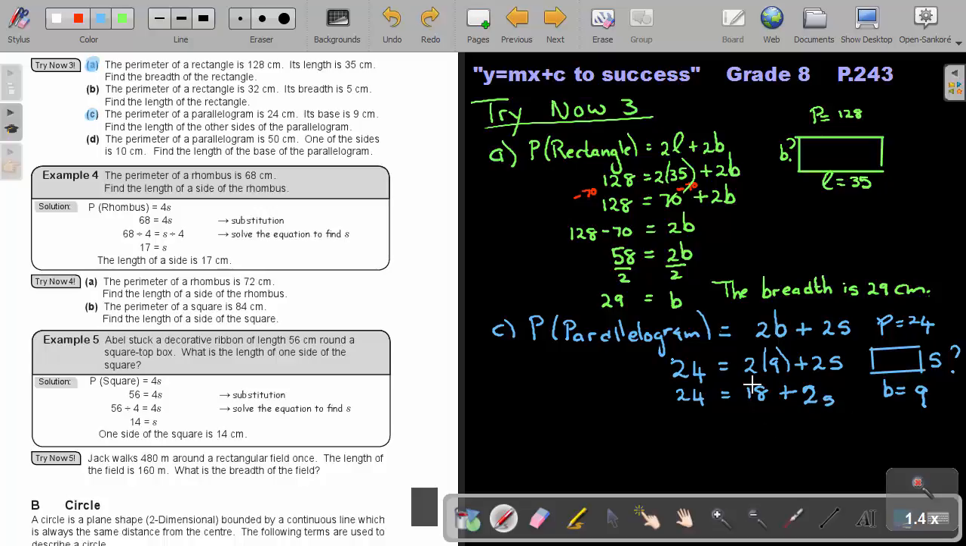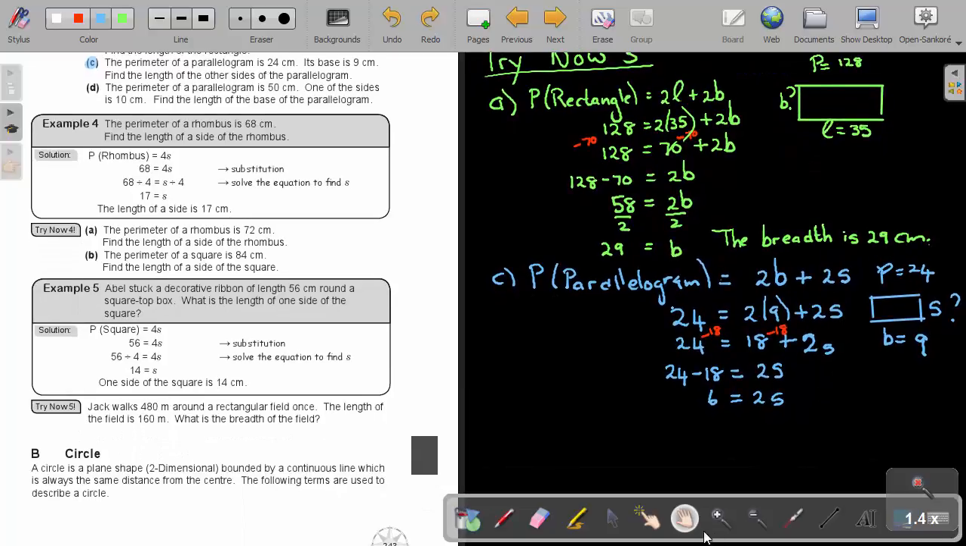Okay, so I'm going to subtract 18 on both sides. To get this 18 away, I subtract, and I also subtract it on this side. So basically I'm going to get 24 minus 18, and that is going to be my 2 sides. And 24 minus 18 is going to give me the 6. Remember, this is my side. And now I'm just going to divide by 2, and my side is going to be 3.